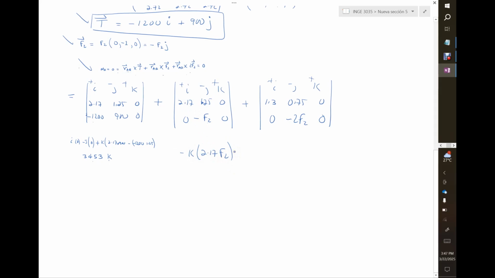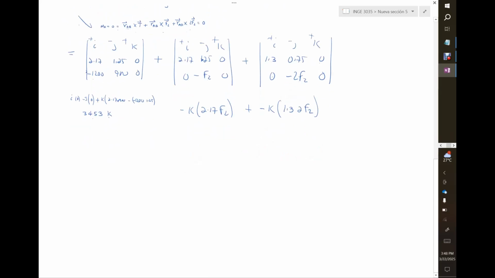Alright. How about this one, the last one, plus i? It just happened that this is by 0 and this is by 0, so it's 0. How about the j? The same. How about the k? When I get the k here, it is basically this value times this value, 1.3 times 2 F2, but that's a negative, minus this, that's 0. So what is the story here? The story is that all that has to be equal to 0.